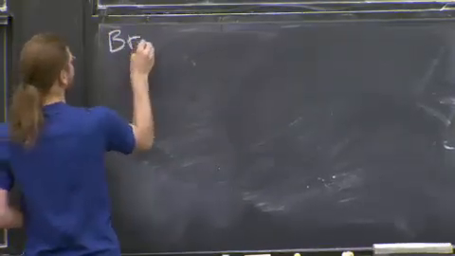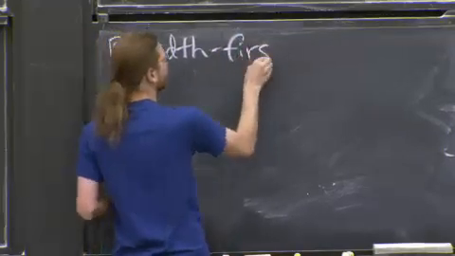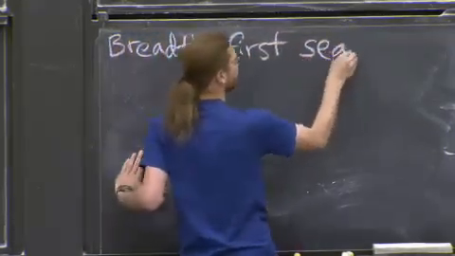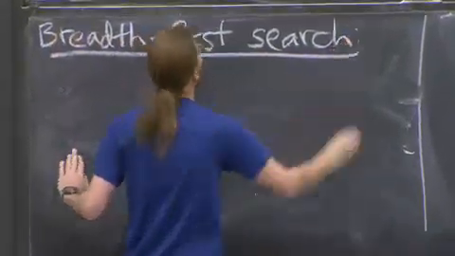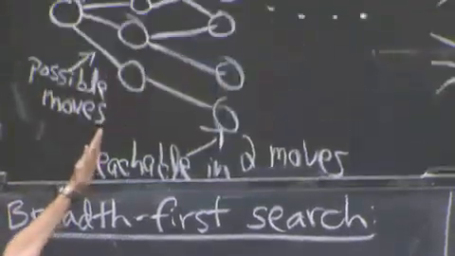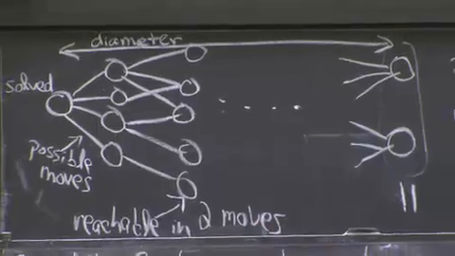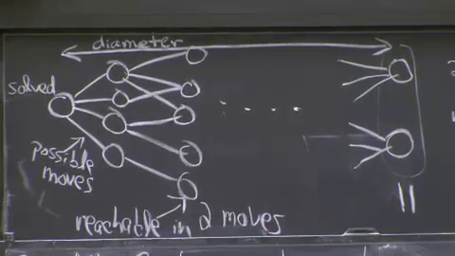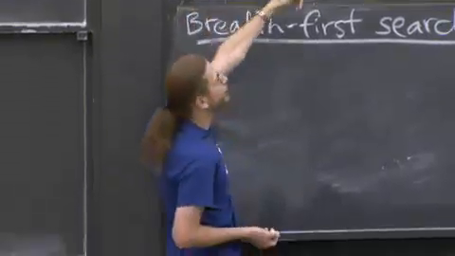So let's do an actual algorithm. Just breadth first search. The simplest algorithm you can think of in graphs, I've already outlined it several times. You start at some node. You look at all the nodes you can get to from there. You look at all the nodes you can get to from there. Keep going until you're done. So this is going to explore all of the vertices that are reachable from a node.